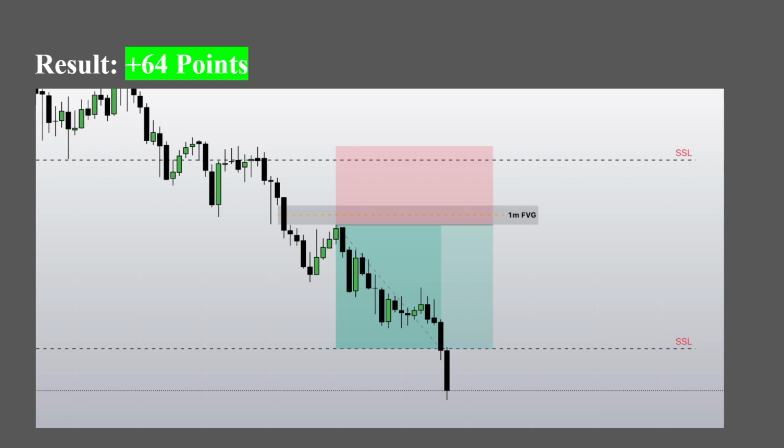Price was clearly one-sided, heading lower, failed to reverse, clearly showed another leg lower, disrespected any opposing PD arrays, and formed an entry. So you take that entry, and in this case, you would get a 64-point move.